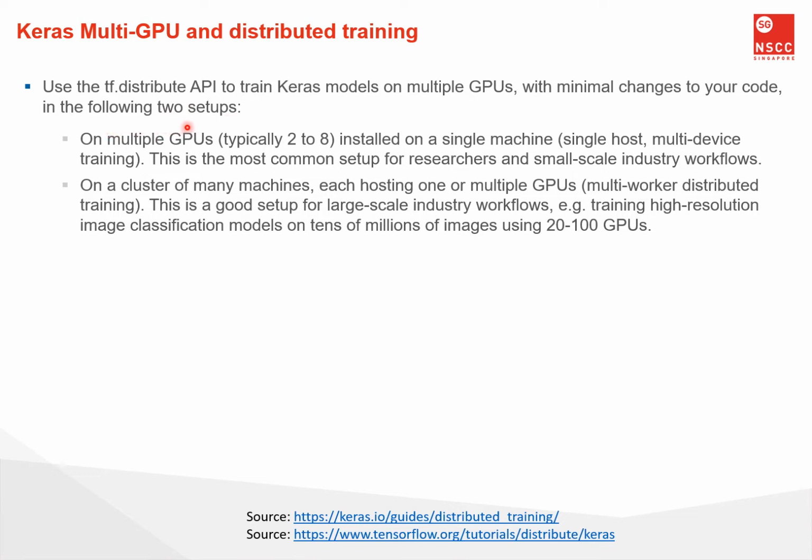One, on multiple GPUs, typically 2 or 8 on a single machine, that is actually a worker node with a single host and multi-device. This is actually the most common setup for researchers and small-scale industry workflows. Or on a cluster with many machines, but that means multiple workers, each hosting one or more GPUs, multi-worker distributed training. This is a good setup for large-scale industry workflows, that is the training of high-resolution image classification models on tens of millions of images using 2 to 100 GPUs. So this is a large number of GPUs. They cannot be squeezed within just one single host machine.